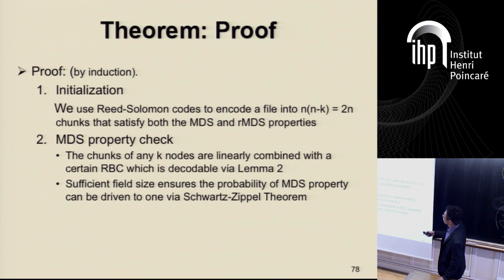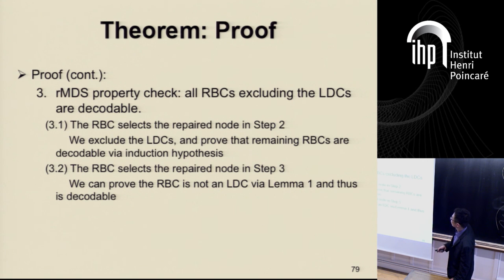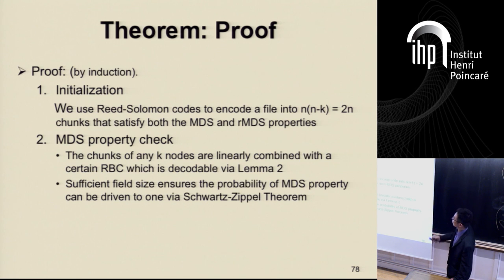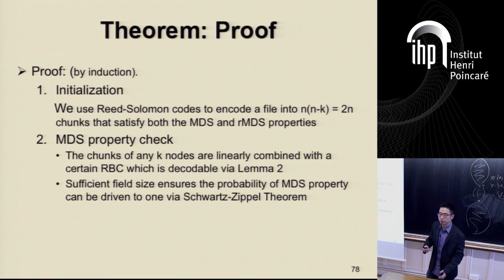This is the proof. First we use the regenerating codes to do the initialization, and then we use the MDS property, and we do two checks. The first check is the MDS property check, and the second check is the RMDS check. Because this proof is based on induction, for any number of repairs, just two repairs suffice. If we can prove that two continuous repairs are successful, then we can use it to prove any number of repairs.